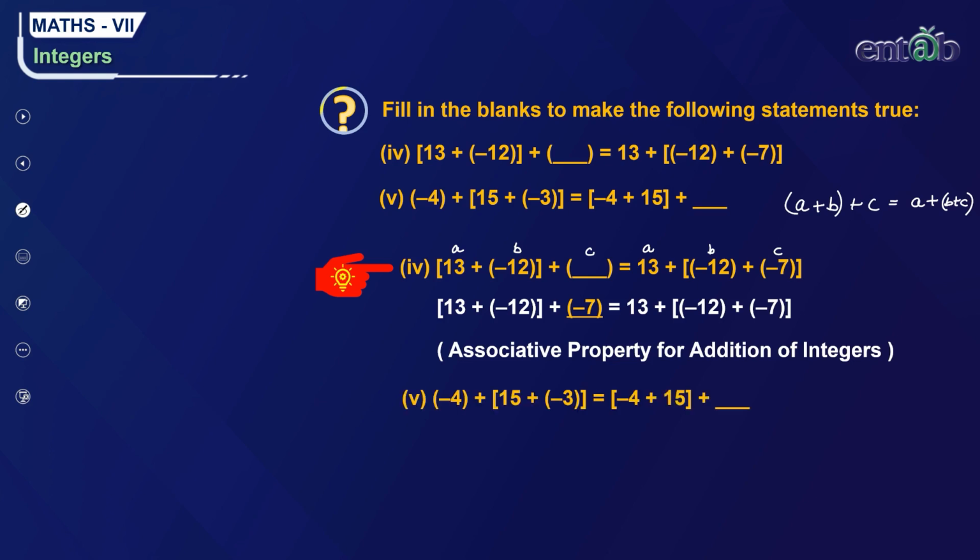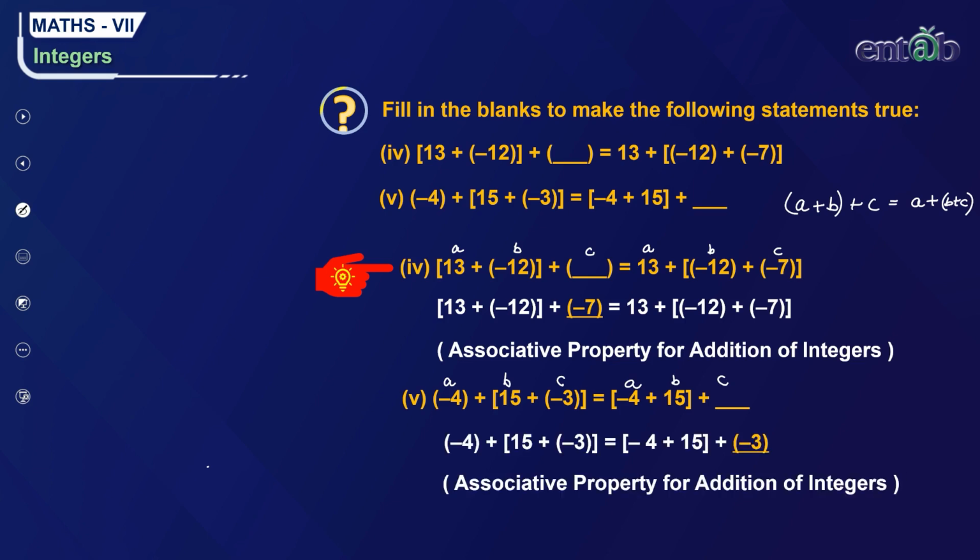Minus 4 plus 15 plus minus 3. So, here A takes the value minus 4, B is 15 and C is minus 3. So, again using the associative property, this can be equal to A plus B plus C and the value of C is minus 3. Thus, we get the answer as minus 3 using the associative property for addition of integers. I hope these problems were clear to you.